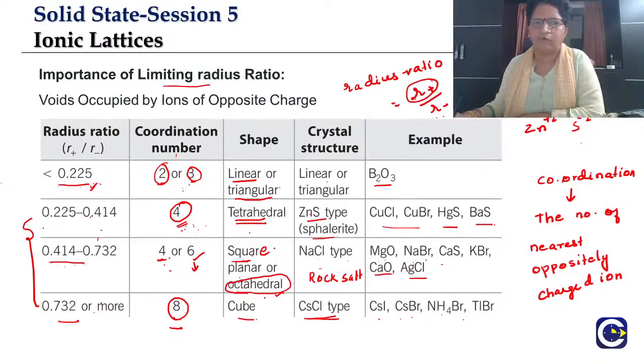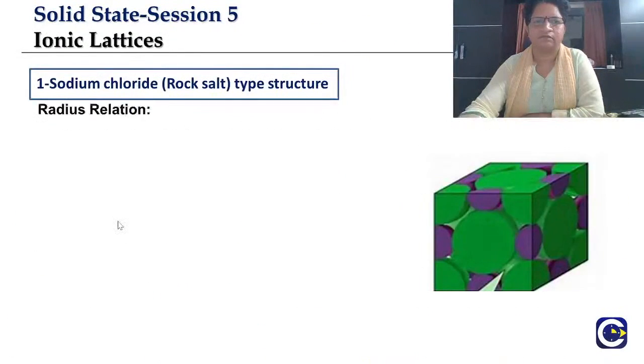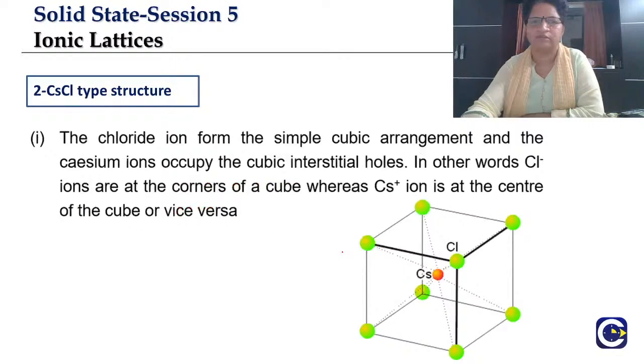When will you get 4? When it is between 0.225 to 0.414. You can easily see each cesium ion is surrounded by 8 chloride ions. So coordination number, if you take up the 3-dimensional structure, you can also see how each chloride ion is also surrounded by 8 cesium ions.